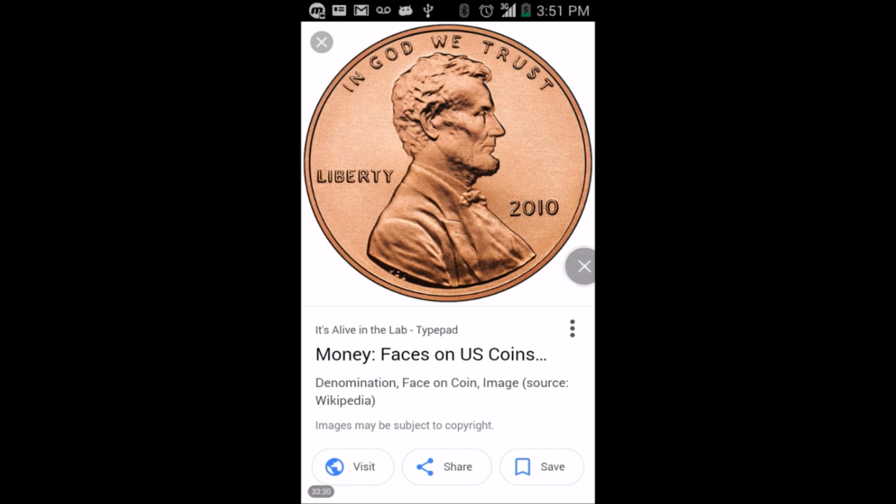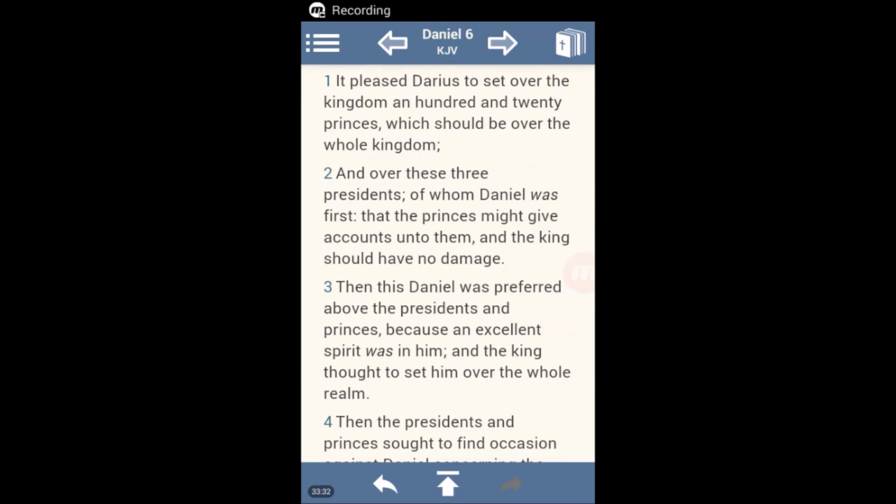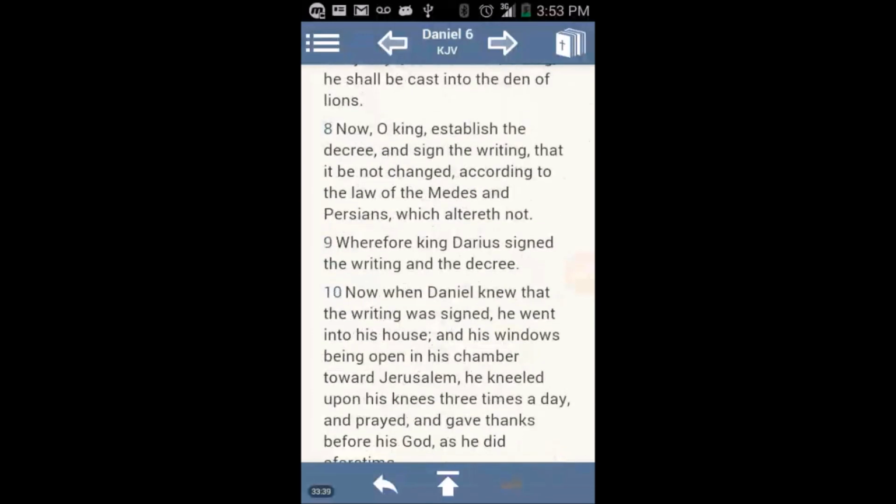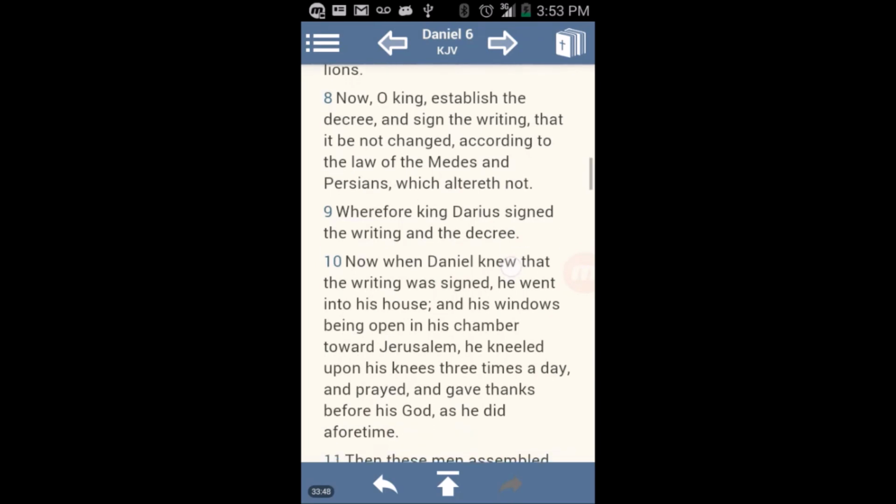One more verse, I promise you. This is Daniel 6:10. Now when Daniel knew that the writing was signed, he went into his house, and his windows being open in his chamber toward Jerusalem, he kneeled upon his knees 3 times a day and prayed and gave thanks before his God, as he did aforetime. So you can see Daniel 6:10 speaks about Daniel.